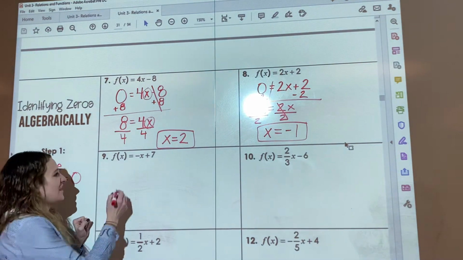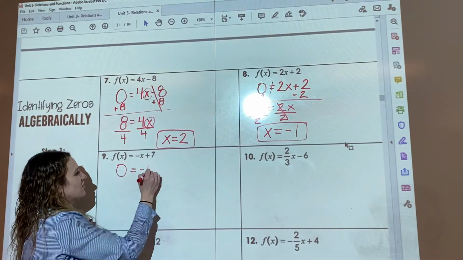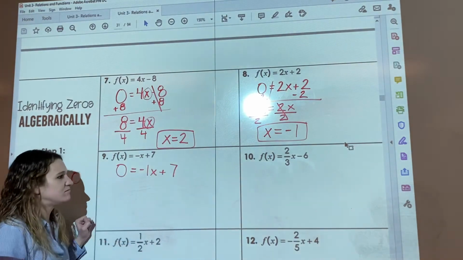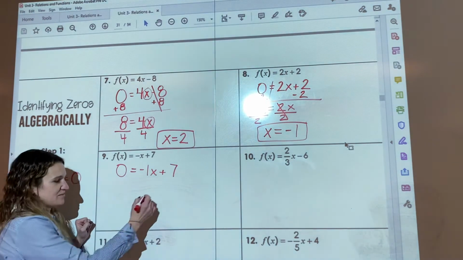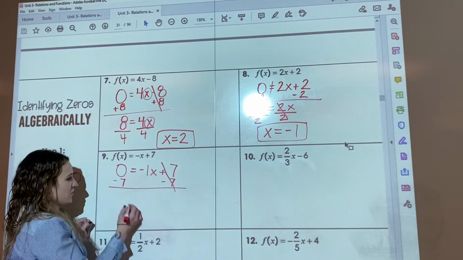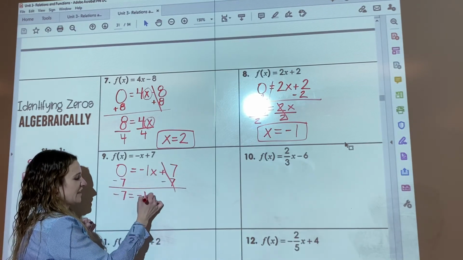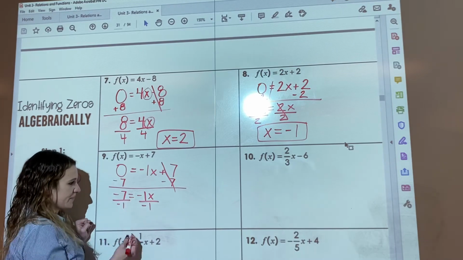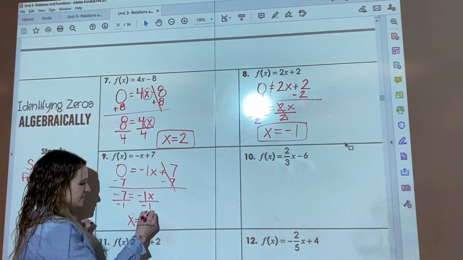Again, we're going to set that equal to 0 and solve. I always like to put in a 1 just so I remember to divide at the end. I need to subtract my 7 from both sides. Over here, it's going to go away. I'm going to get negative 7 equals negative 1x. Then I know I have to divide by negative 1 to get rid of it. And x will equal positive 7.